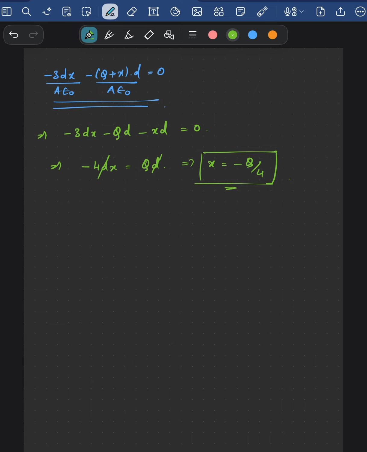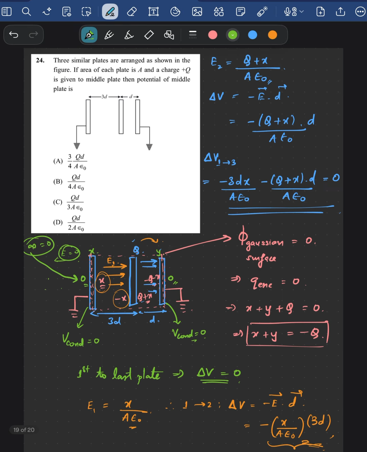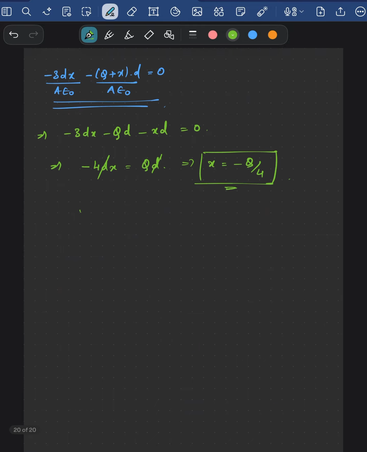So now we know all the charges. Once we know x, we know the charge on all the other plates. Now let's focus on what we need to calculate: the potential of the middle plate. I know potential on this plate is 0. And we also went from plate 1 to plate 2, so your potential decreased by this much amount. So I also know what your potential on plate 2 should be. Let me now write the charges as well.